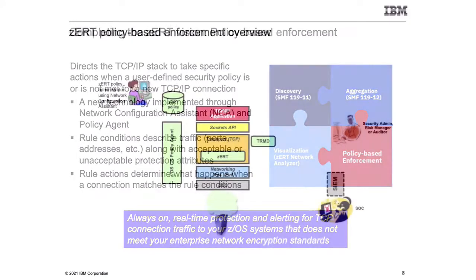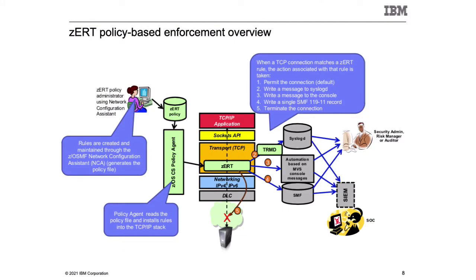This diagram provides an overview of how zERT policy-based enforcement works. At the top left, we see an administrator using the Network Configuration Assistant to create rules, traffic conditions, and associated actions that will be taken when we match those conditions. The rules are then installed into the stack by the policy agent, and then when a TCP connection matches the conditions of the zERT rule, we take the associated action for the rule.